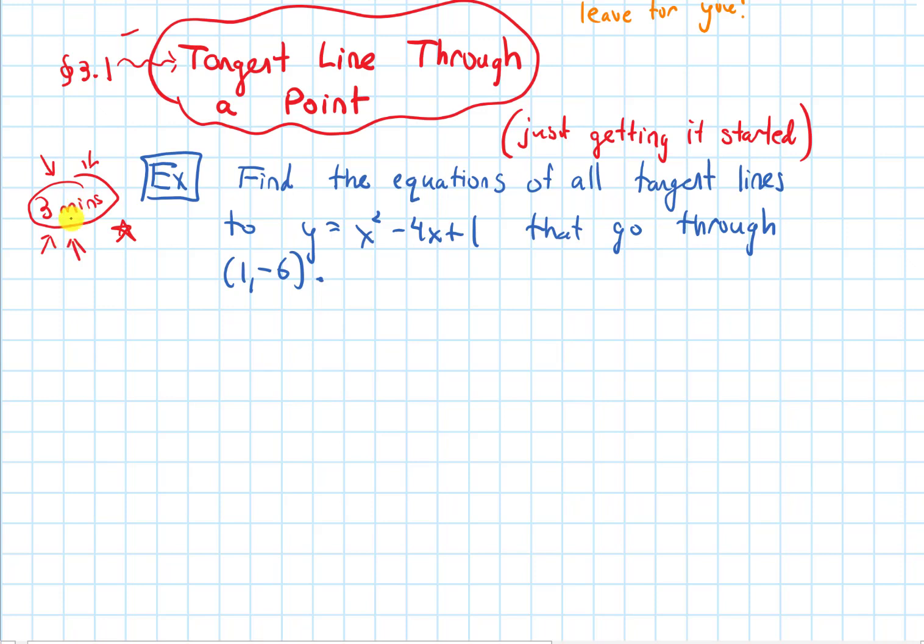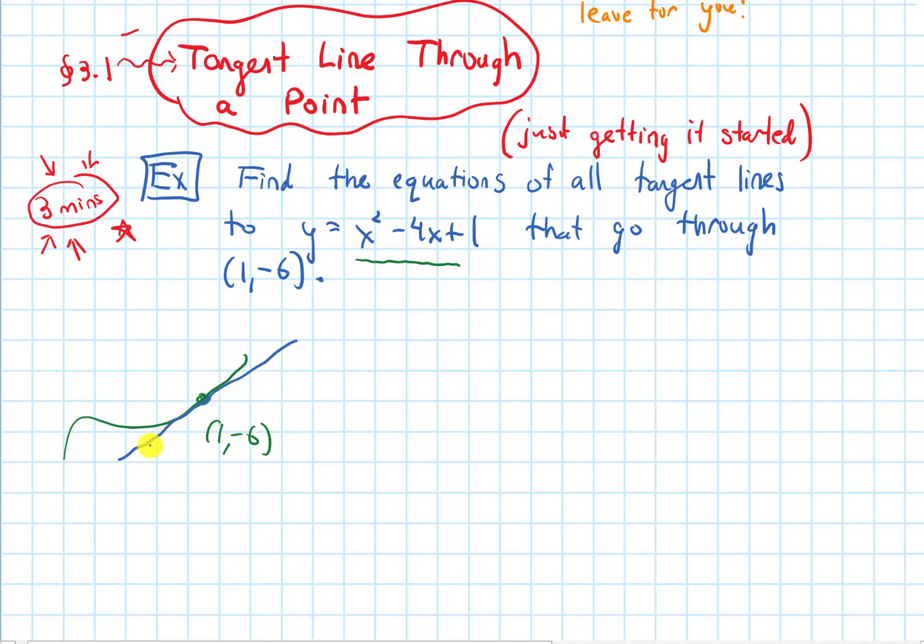Hopefully you paused it and tried it for about 3 minutes. There are a few things that will help me visualize what's going on. It's really tempting to say, wait, I have this function and I have this point. Doesn't that just mean this point is on that graph? So I'm just trying to find the equation of the tangent line. Maybe I have some curve and this point, 1 comma negative 6, is on the curve, and I just want the tangent line that goes to that point.